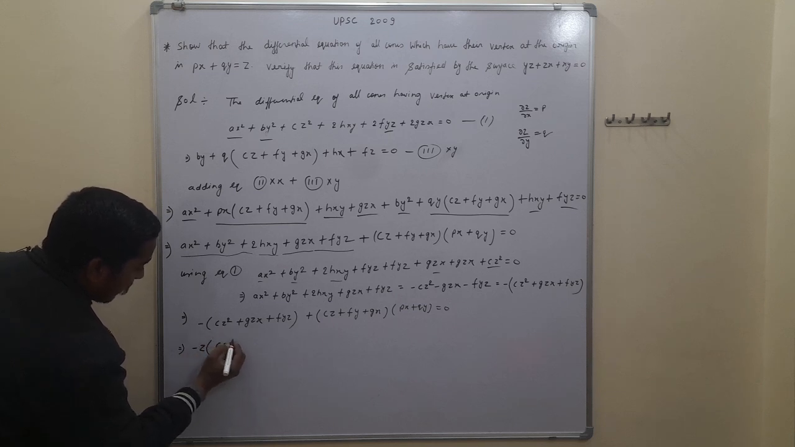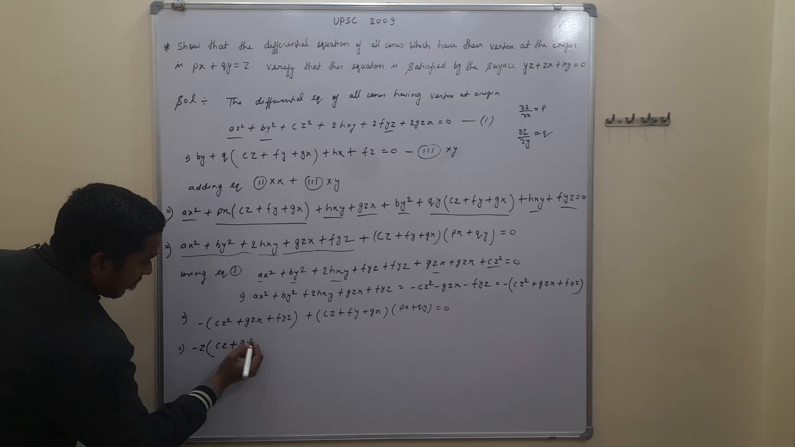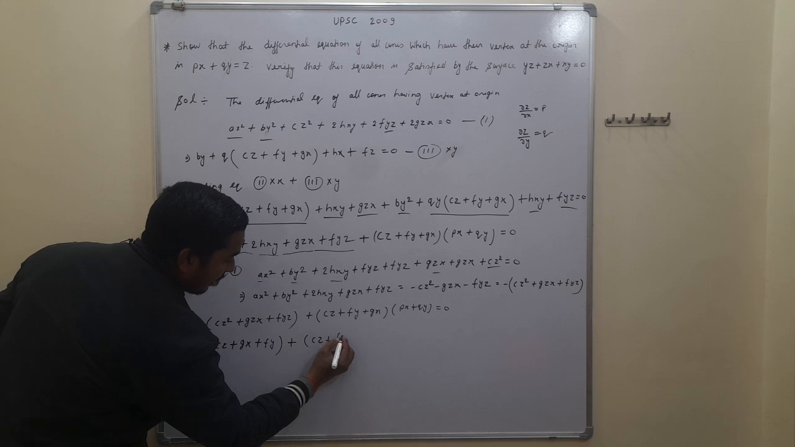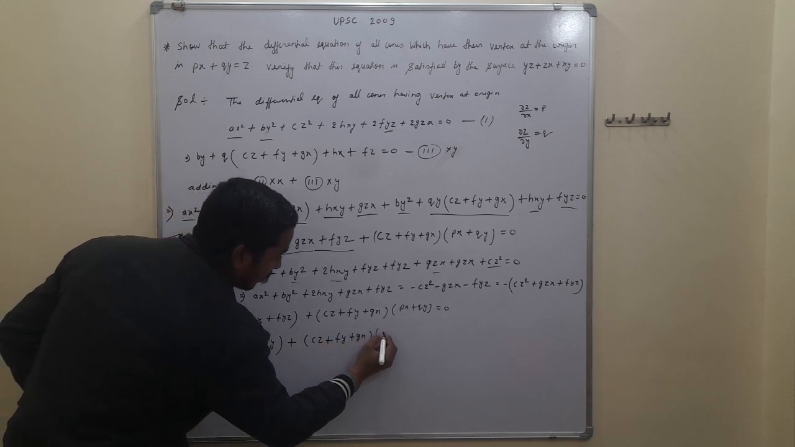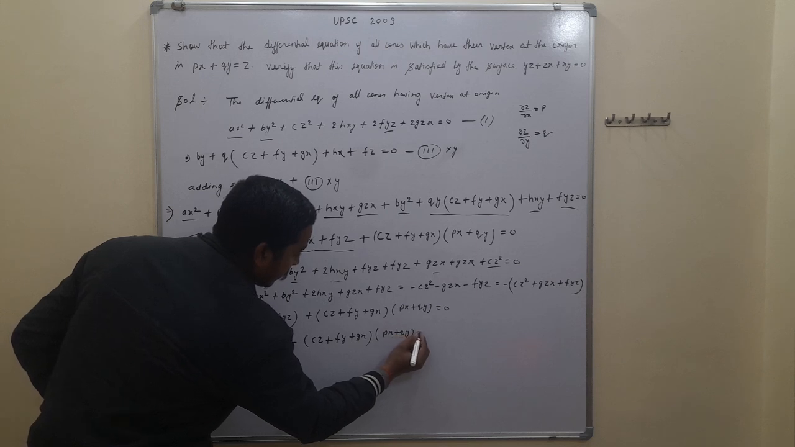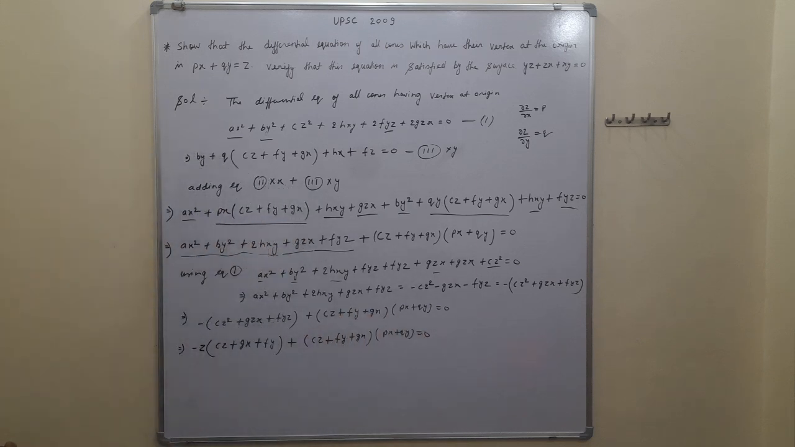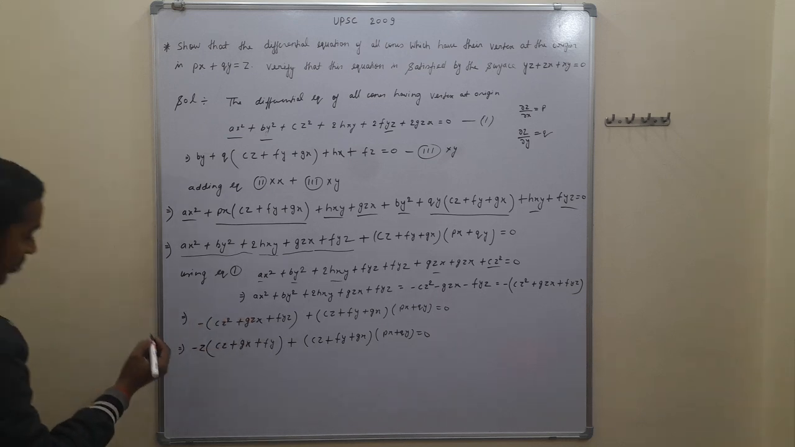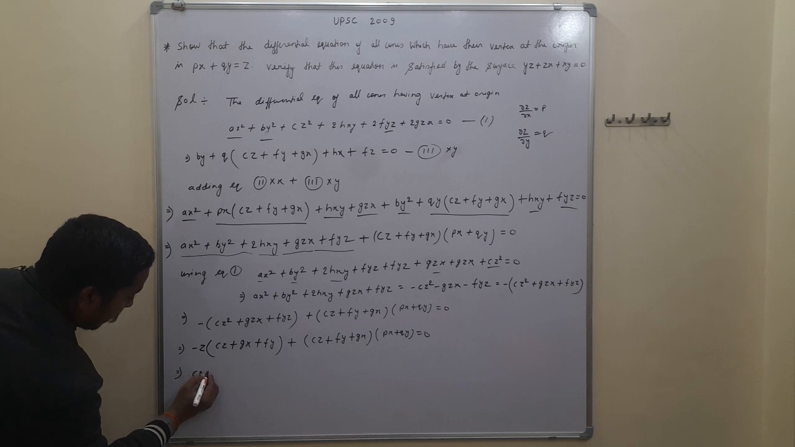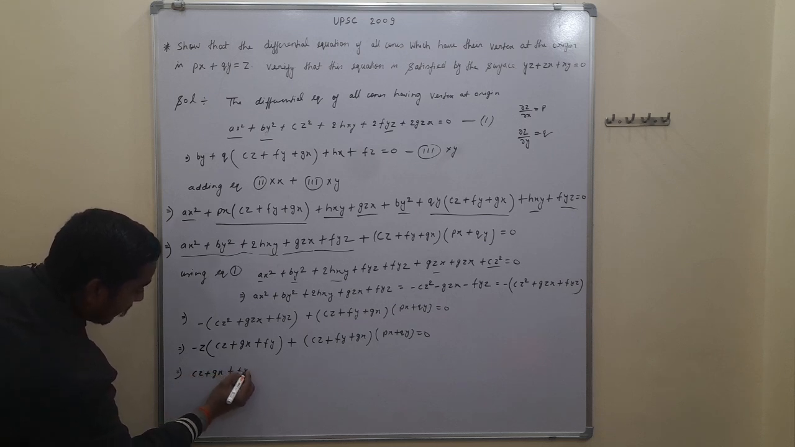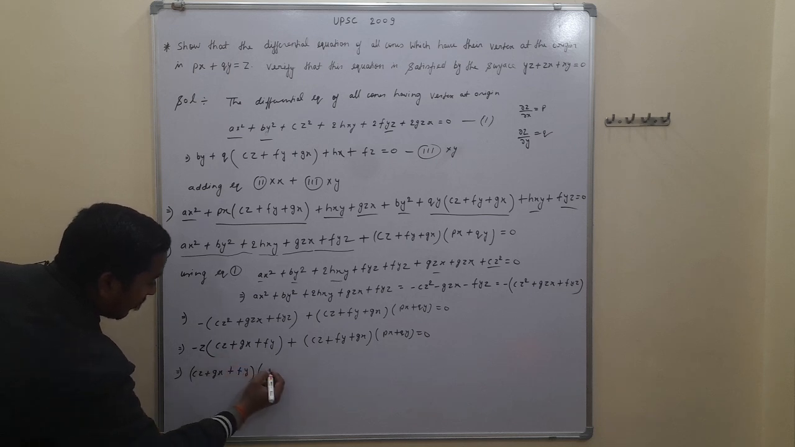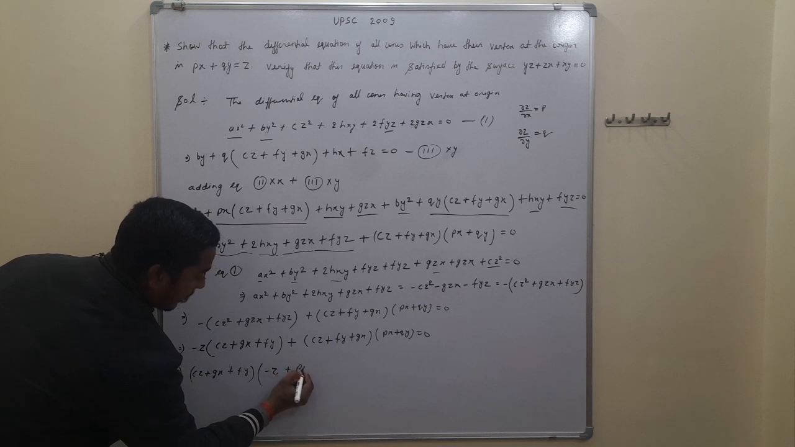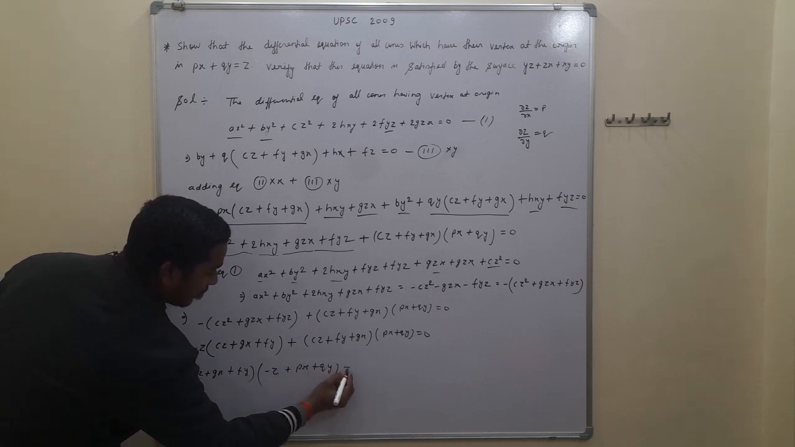This gives cz plus gx plus fy and plus cz plus fy plus gx into px plus qy is equal to 0, and here cz plus gx plus fy is taken common, then the remaining is minus z, and here plus px plus qy is equal to 0.